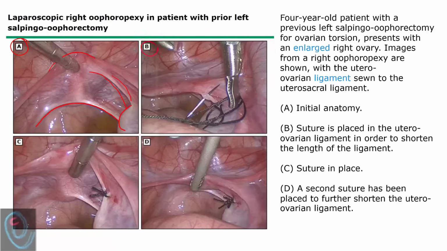In the second picture, we can see sutures in the uteroovarian ligament, shortening the uteroovarian ligament. In picture C, we can see the stitch in the uteroovarian ligament. In picture D, another suture is performed in the uteroovarian ligament and fixed to the uterosacral ligament.